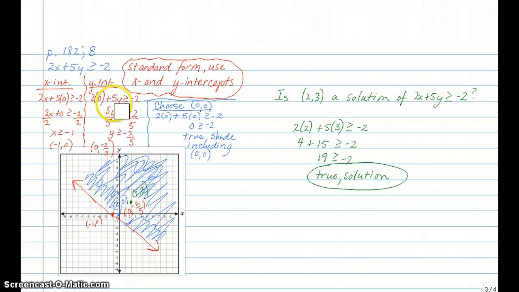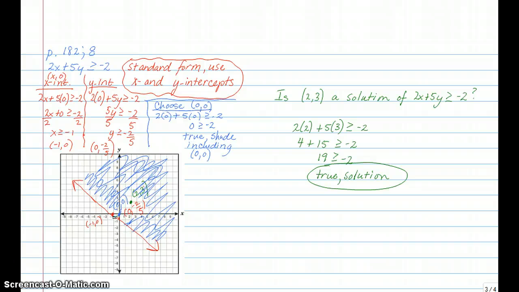Okay, you can see that for the x-intercept, we had 2x plus 5 times 0, because on an x-intercept, you have x and then a 0 value for the y. It's greater than or equal to -2. So 2x plus 0 is greater than or equal to -2. You can divide both sides by 2. So 2x divided by 2 is x, -2 divided by 2 is -1, x is greater than or equal to -1. So -1, 0, plotted here, is your x-intercept.